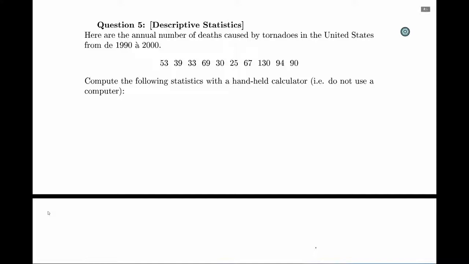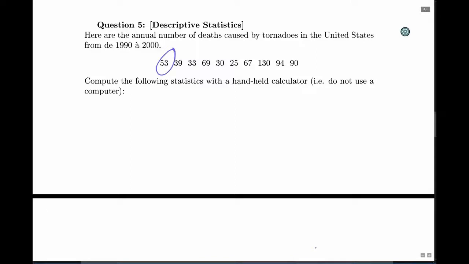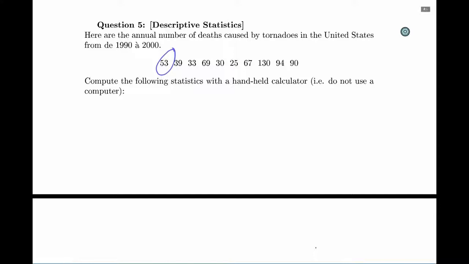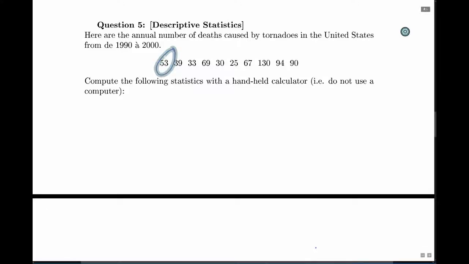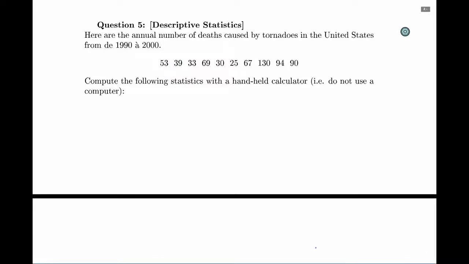So here we have a numerical random variable. It is the number of deaths caused by tornadoes in the United States. The statistical units are years. So for example, the first value, which is 53, is the number of deaths in the year 1990. These are deaths due to tornadoes in the United States. Okay, and so we'll compute the sample mean of these 10 values.